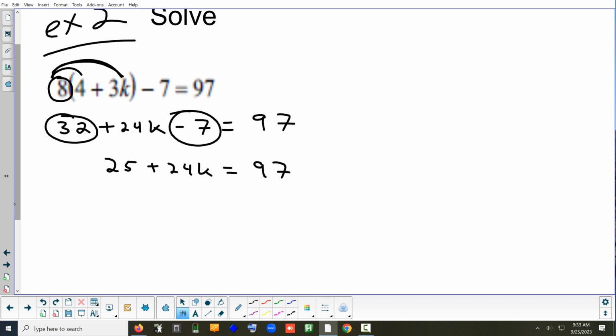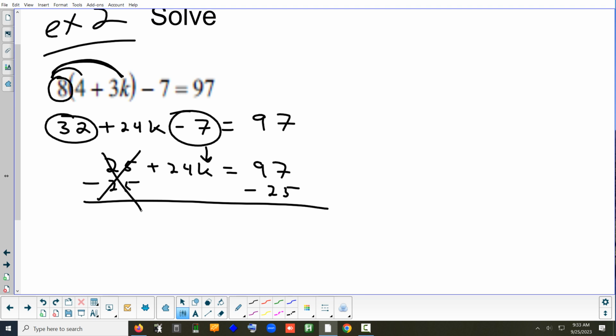Is there anything I can add or subtract here that will help me start to pull things away from the k? Yep, you could subtract 25 from both sides. So 25 minus 25 gives me zero. What's on the left-hand side now? 24k. Right, so we still have 24k. And on the right side? 72. Yep, you get 72.